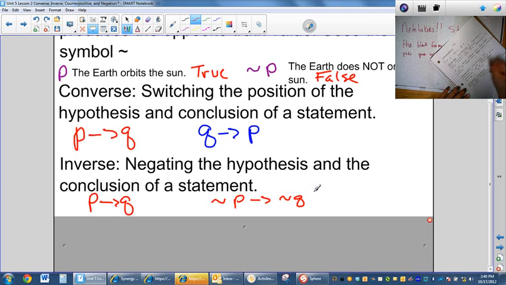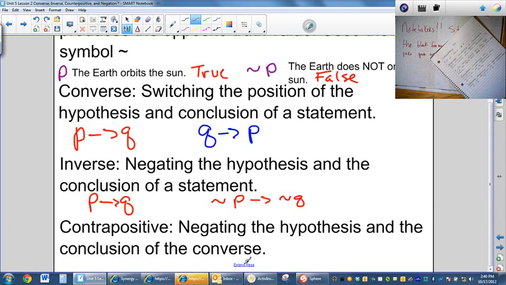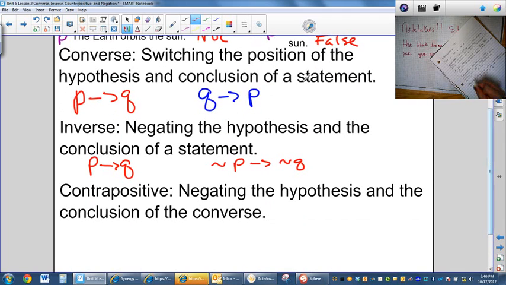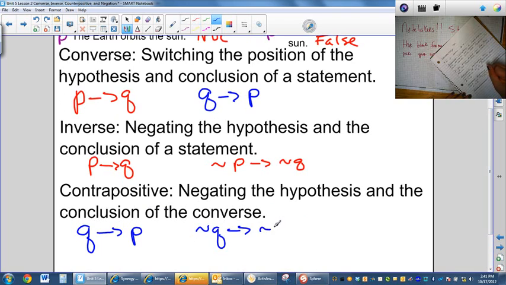Okay, so that's the inverse. And then the last vocab word is the contrapositive. The contrapositive is negating the hypothesis and the conclusion of the converse. So remember, our converse was if Q, then P. So the contrapositive would be if not Q, then not P.